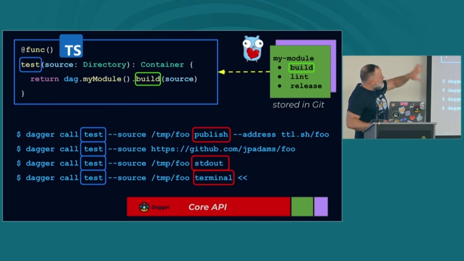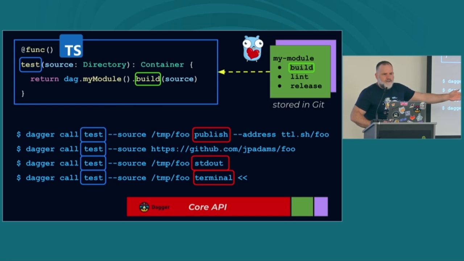And then to net it out for somebody that wants an overview, we have this test function I wrote. Within it, I'm able to call my module's build function because I installed it and it comes from there. And when I ran Dagger call test on the command line, I'm able to use these other functions from the core API, like publish, standard out, or terminal. You could think of it as me doing Dagger install extends the core API by adding on new functionality.